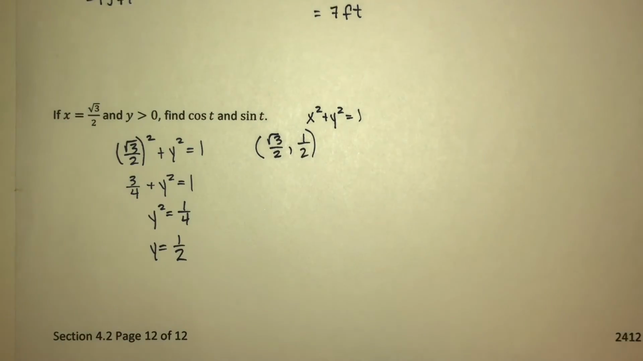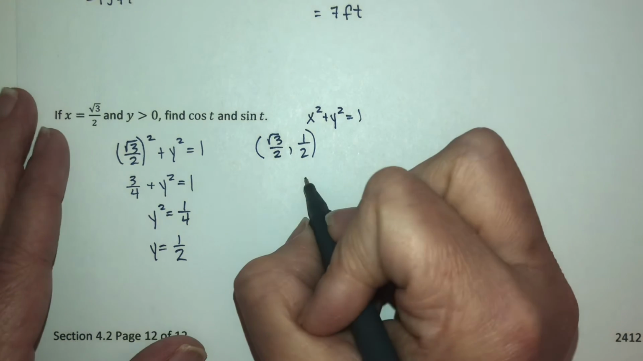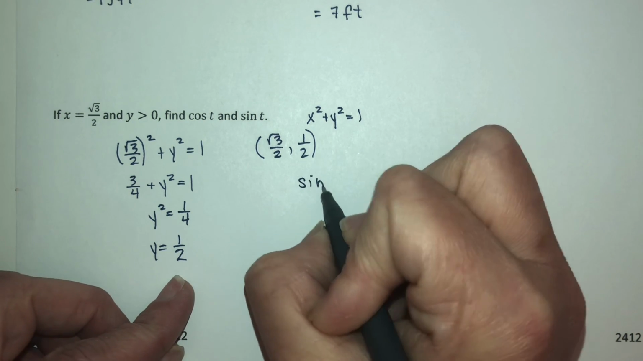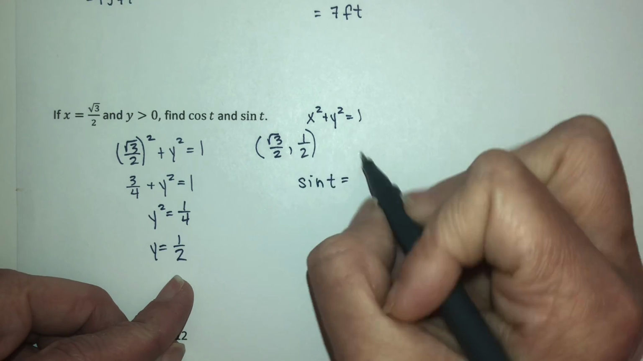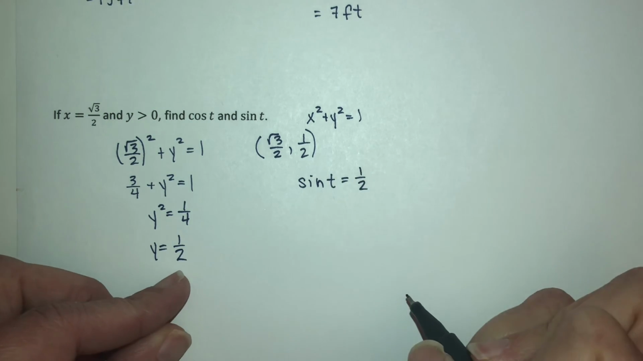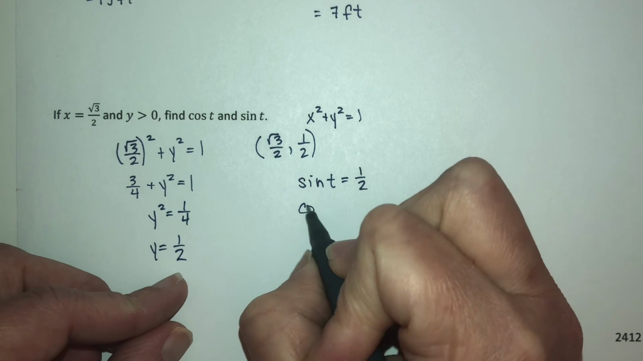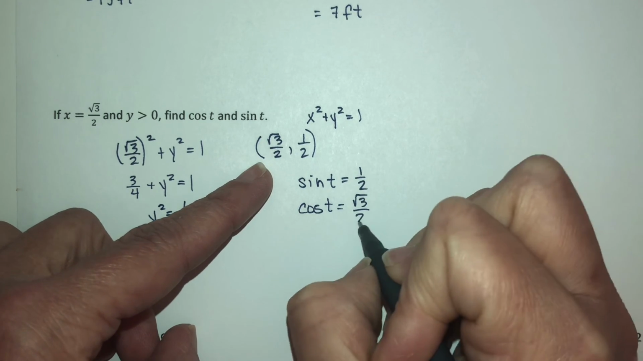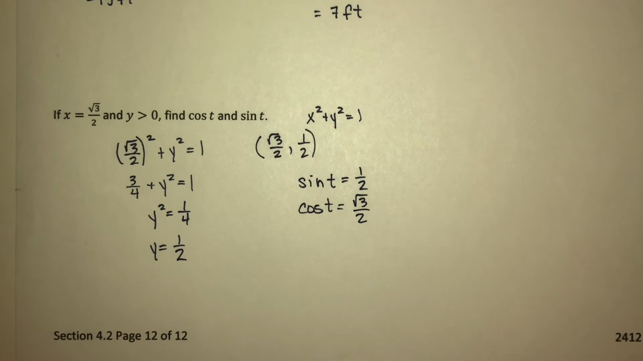Now this is enough to find sine and cosine. Sine of this point, this arc length, would be 1/2. It's my y coordinate. And then cosine of t is my x coordinate. So you've done all of these steps before, it's just they mixed them all together.